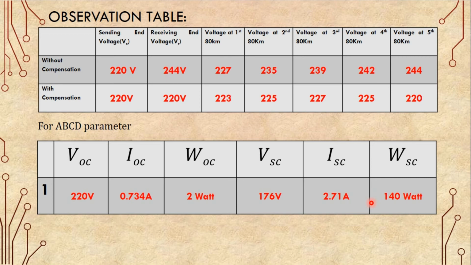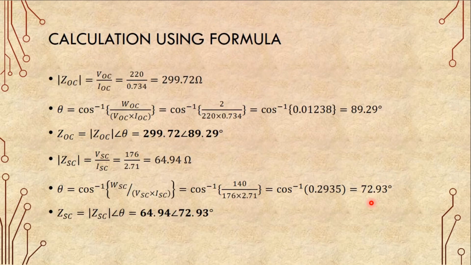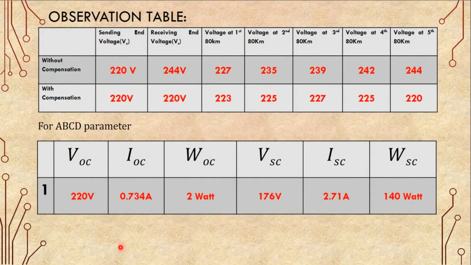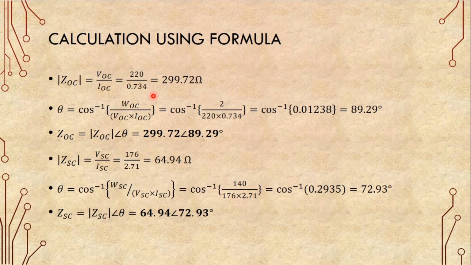So right now if we go for the calculation, as you can see, ZOC is equal to VOC by IOC, that is 220 by 0.734, and it is coming to 99.72 ohm in magnitude, and its angle we got 89.29 degrees. So in total ZOC is equal to this magnitude and this angle. Similarly, ZSC we got with this magnitude and this angle.